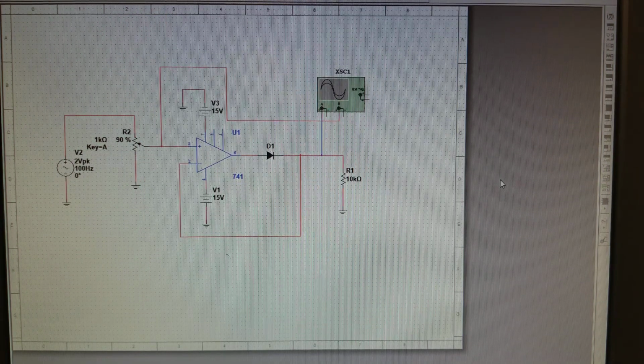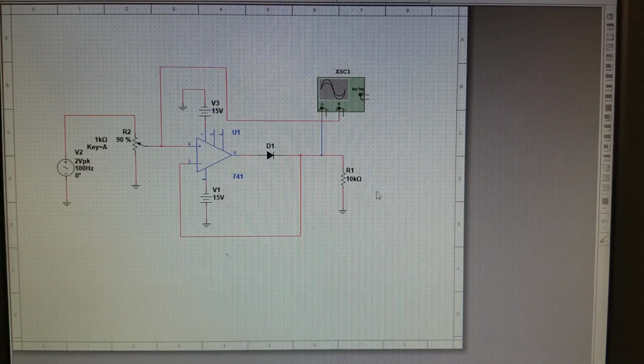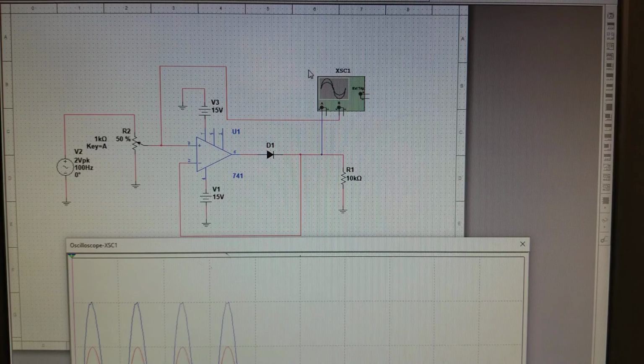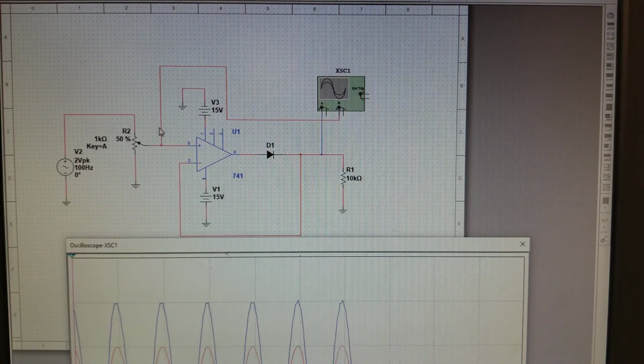Here you can see I've built the half-wave rectifier. One adjustment I made from figure 2 is I added in this potentiometer to allow me to easily adjust the input voltage. So in the circuit, I've attached the oscope. I've made the output blue and the input is red.